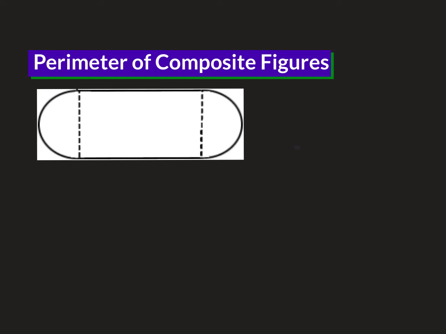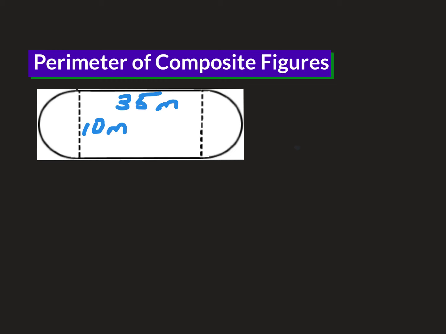The perimeter of the composite figure will include the length of each side of the rectangle plus the outer circumference of each circle. The length of the rectangle is given to us as 35 meters. These are congruent sides, so therefore they're both 35 meters. Also note in this diagram that there are two half circles, so we need to find the circumference of the circle.